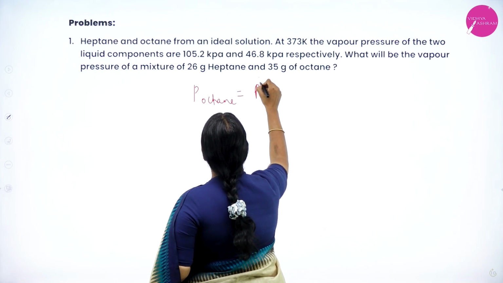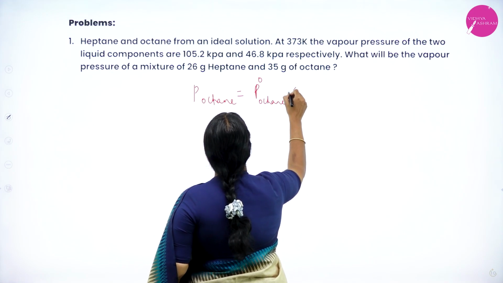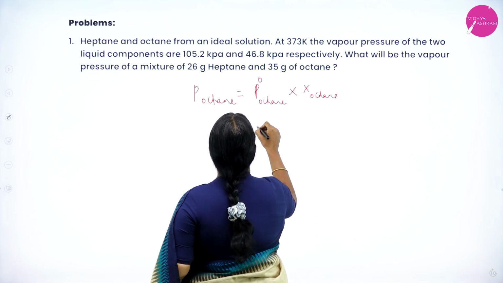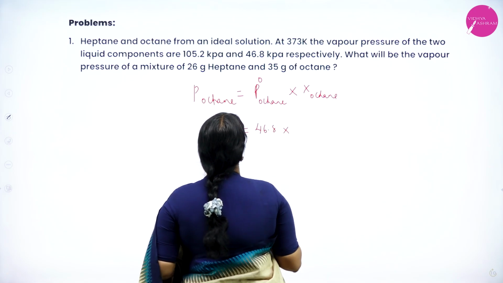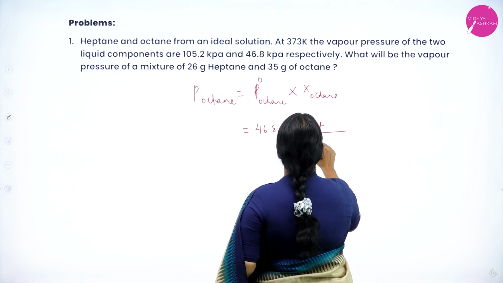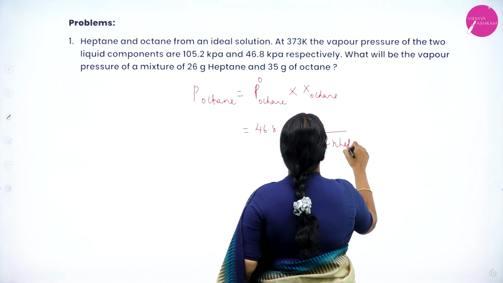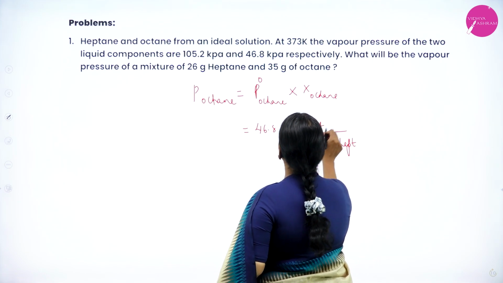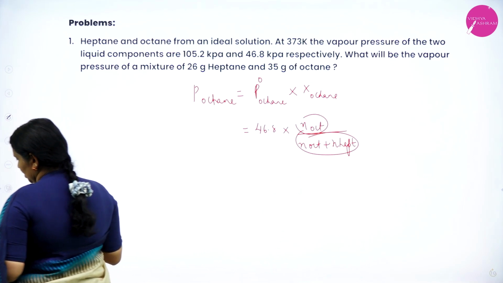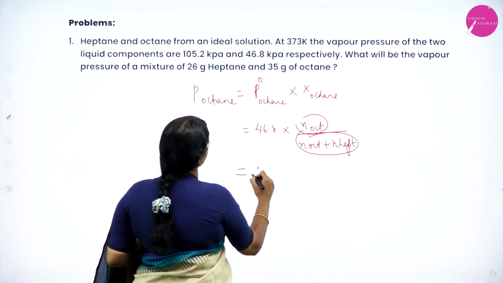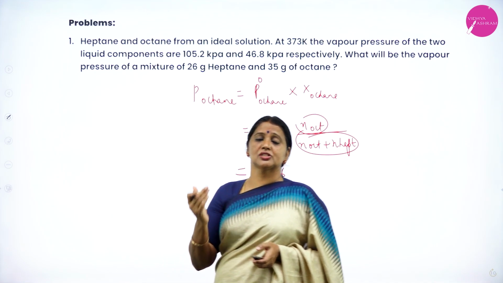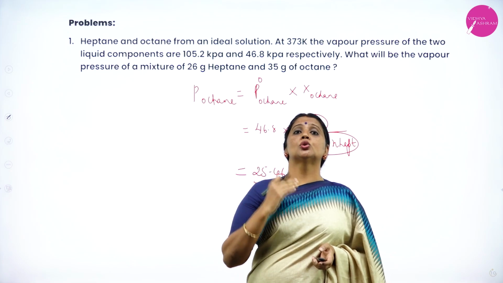Pressure of octane is what? P naught of octane into mole fraction of what? Octane. P naught of octane is 46.8 into X of octane, which is N of octane divided by N of octane plus N of heptane. By substituting all these values, you will get 25.46. By adding the partial pressure of heptane as well as octane, you will get the total pressure.